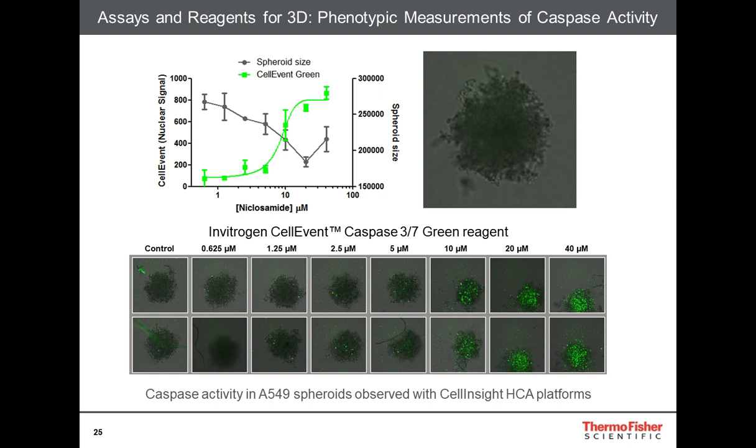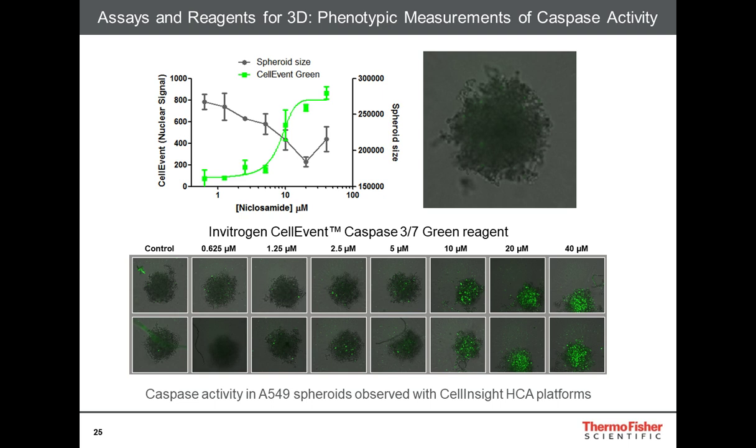So first, let's look at a measurement of caspase activity, both a qualitative measurement from an image of spheroids and the related quantitation on a single cell basis. And so we can see here a dose response of cells. These are again A549 spheroids treated with increasing concentrations of a drug, niclosamide. And we see very little green signal in our control, but as we increase the drug concentration, we see individual cells turning very brightly green fluorescent.